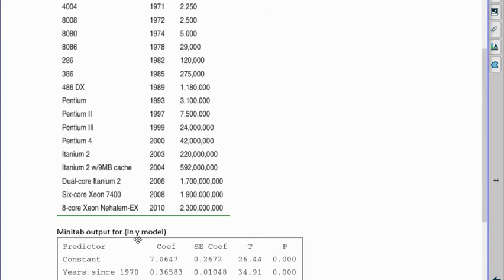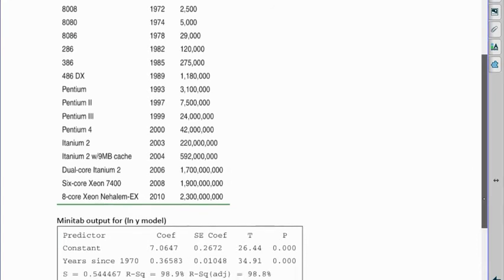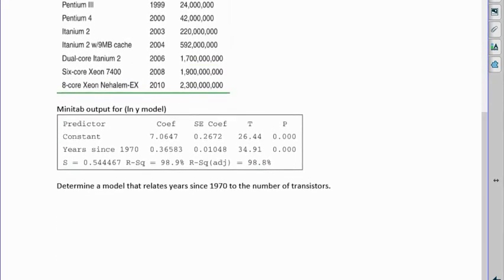Now, frequently, when you're using transformed linear regression, they're going to give you Minitab output. And this model, they say, is a natural log of y. So they did do the natural log of the transistor number, but they did not change the years. However, what they did do to the years is they have years since 1970. So it looks like for all of these years, we would have needed to subtract 1970 from the calendar year in order to create the model.